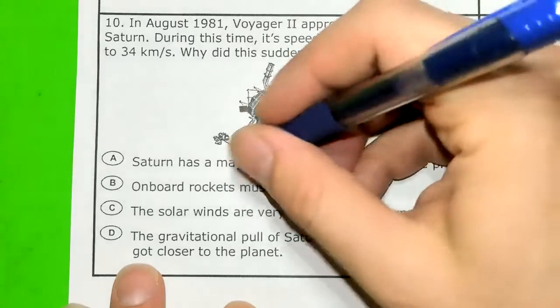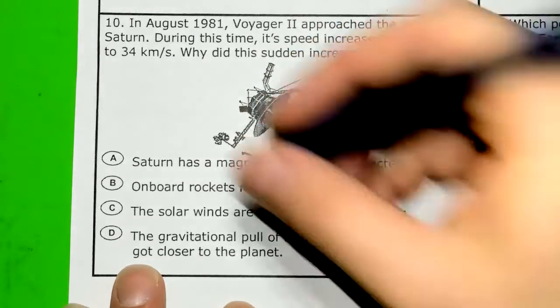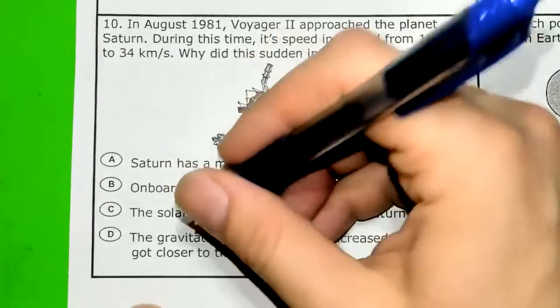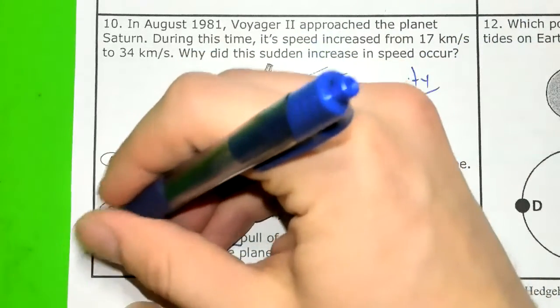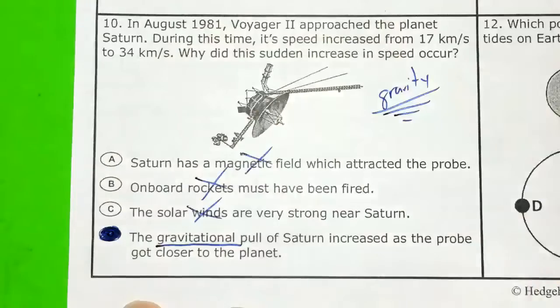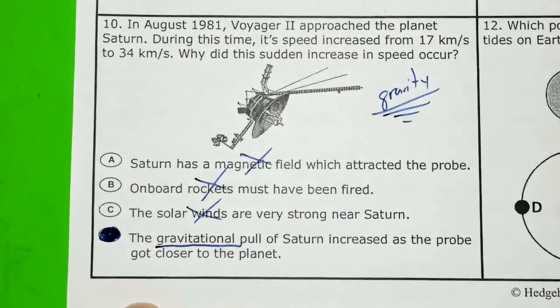Saturn doesn't have a magnetic field. The onboard rockets weren't fired. Solar winds had nothing to do with it, but gravity had everything to do with it. The closer it got to Saturn, the more gravity was able to pull it in, and it got closer and closer, and it would speed up and speed up, just like whenever something falls to our planet, it speeds up really fast.